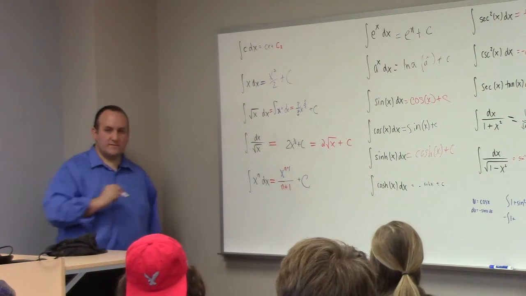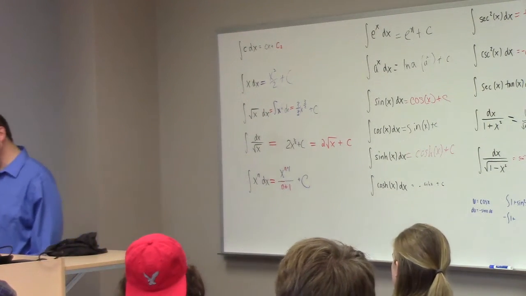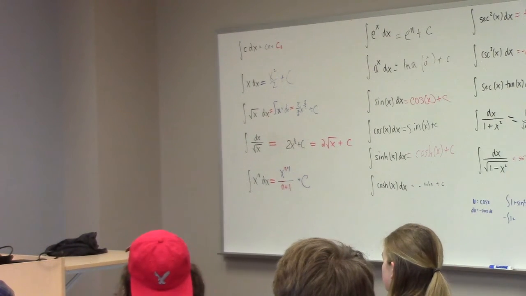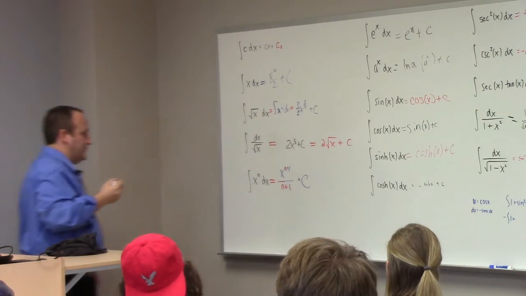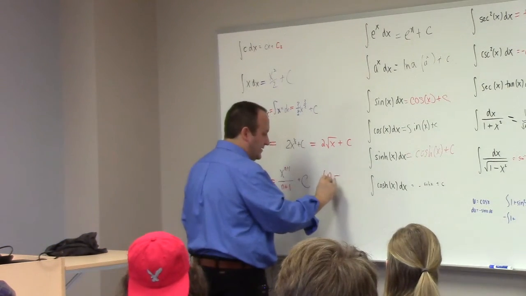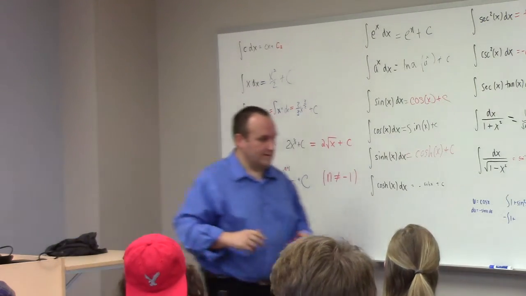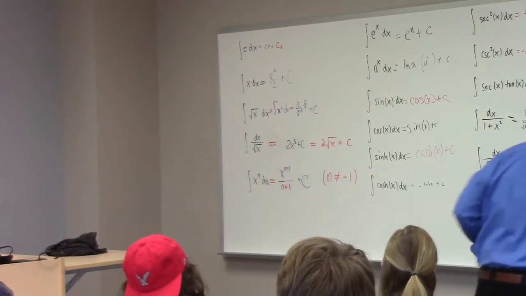And this deserves a comment. What is that? What are we assuming about n? n is not equal to, yeah, right, exactly. n not equal to minus 1. And I see that was missing from my list. I will contribute something today to this list of antiderivatives.